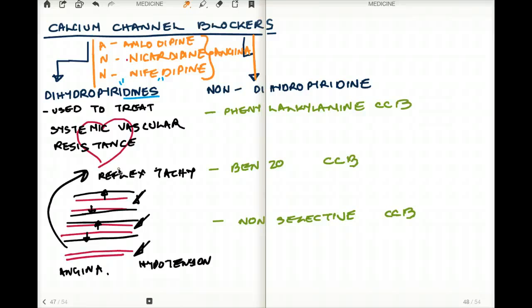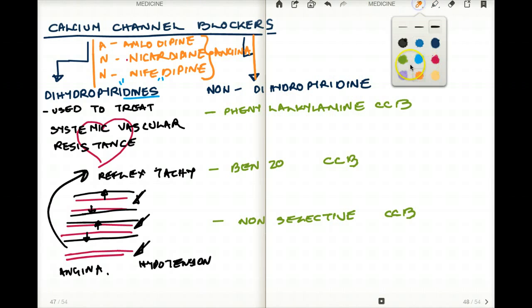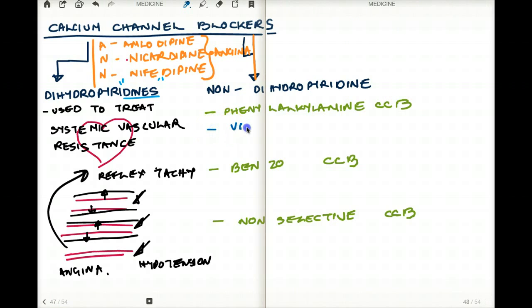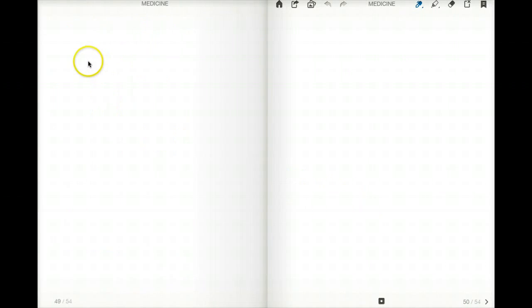The next we have phenylalkylamine calcium channel blockers, which falls under the non-dihydropyridine. Now, whenever we're talking about the phenylalkylamine calcium channel blockers, we're specifically talking about Verapamil. Now, before I talk about the non-dihydropyridine calcium channel blockers, I quickly want to talk about the action potential of a pacemaker cell and action potential of a ventricular cell.